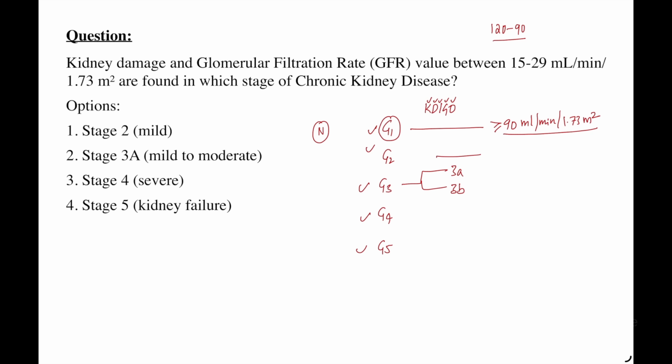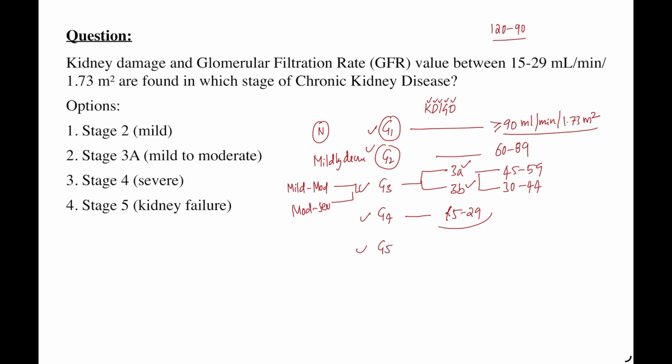If GFR decreases to between 60 to 89, then we have the second stage, that is mildly decreased GFR. If GFR is falling between 45 to 59, or 30 to 44, then we are referring to G3A and 3B. So what are we trying to know? One is mild to moderate, the other is moderate to severely decreased GFR. If it is between 15 to 29, then it is severely decreased. If it is less than 15, then I am referring to complete kidney failure.